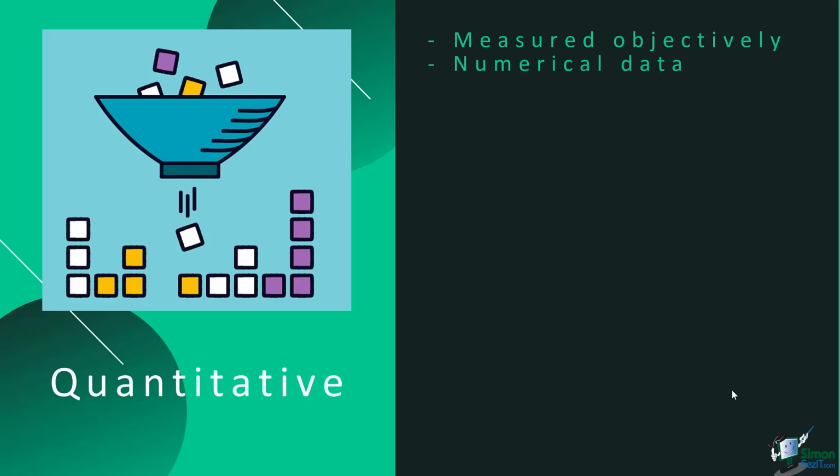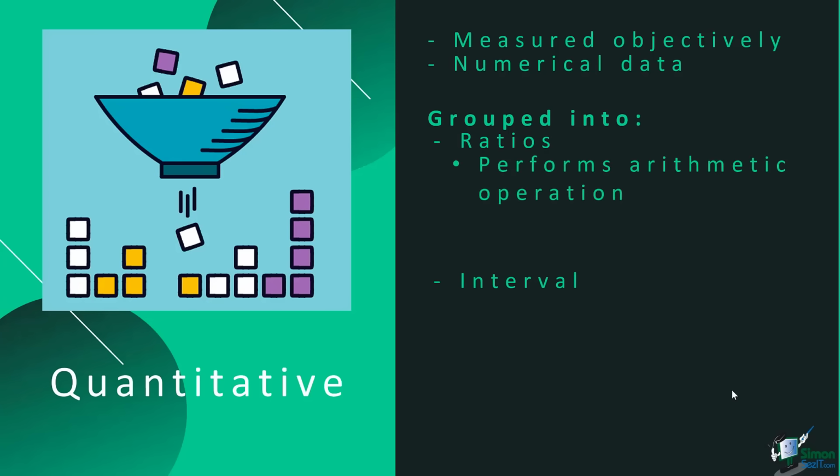It is data that can either be counted or compared on a numerical scale. Quantitative data can be further grouped into either ratio or interval data. Ratios are quantitative data that you can perform arithmetic operations on. This type of numerical data has an absolute zero, meaning having a count of 0 is equal to none.